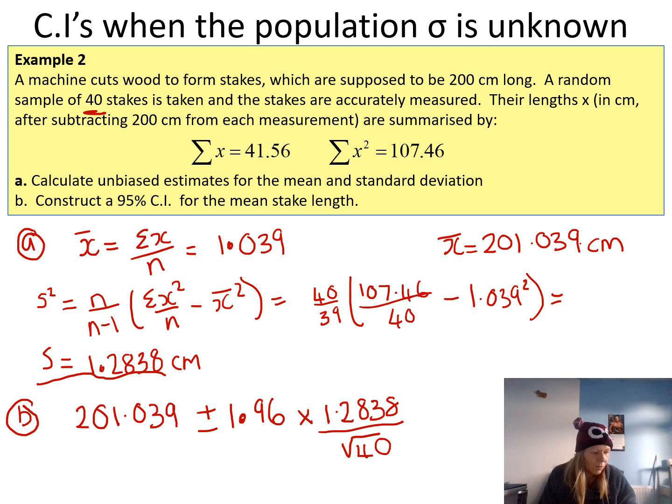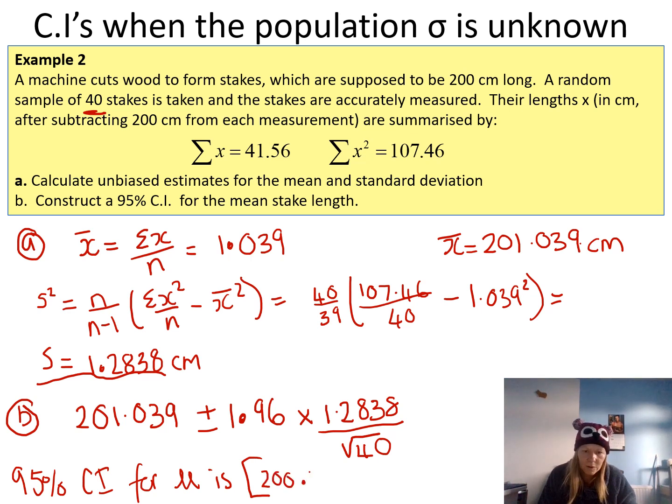So the confidence interval there is, a 95% CI for mu is 200.64 to, we can put comma or a slash, it doesn't matter, 201.44, and those are centimeters. And hope you kill your vampire with that. All right.